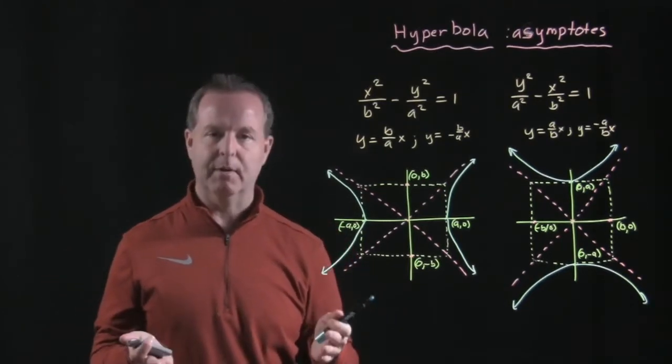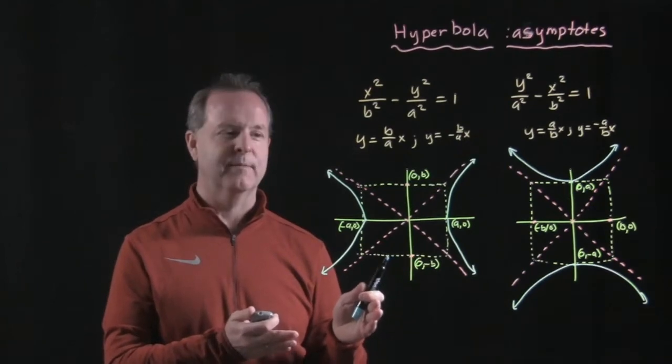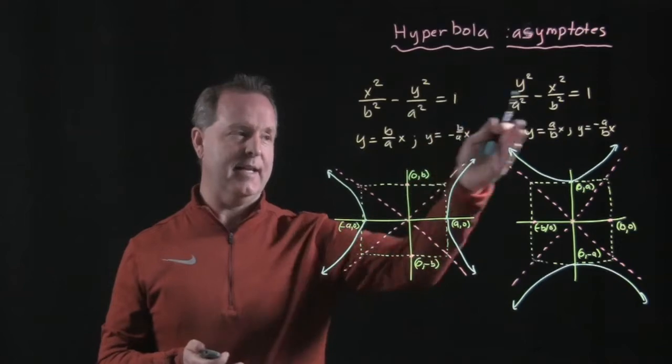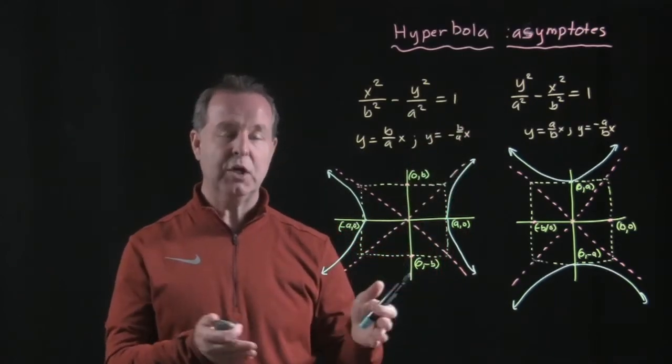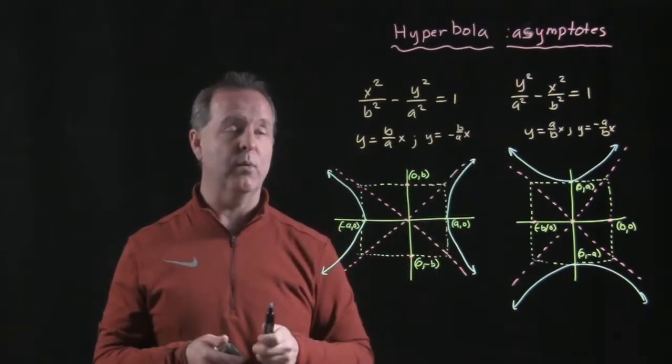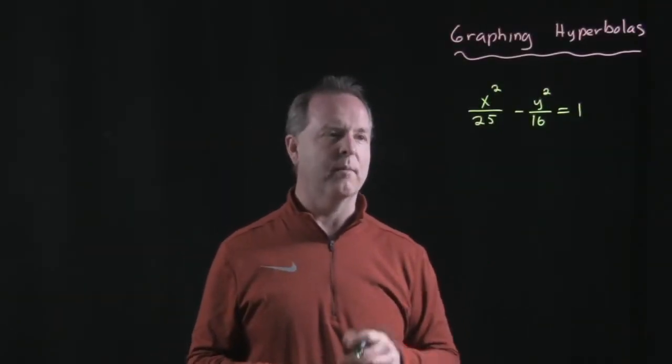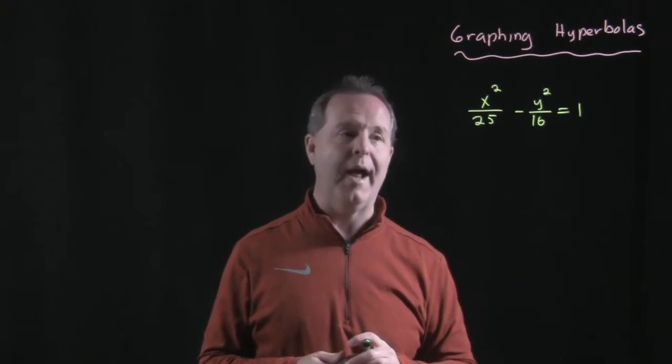Okay, so hyperbolas have asymptotes. We know where those asymptotes are. They're described by two different lines in each series. From there, let's look at a couple of examples and see what we can do with them. So let's graph a hyperbola based on some of the things that we know and maybe some of the things we can figure out along the way.